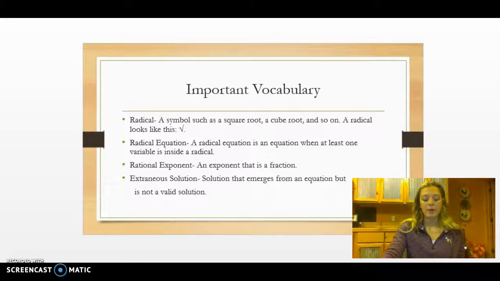A radical equation is when we take one of these radicals and put a variable inside it in an equation. A rational exponent is an exponent that is a fraction. We use these to substitute roots. Like a square root would be equal to an exponent of a half. And finally, an extraneous solution is a solution that emerges from an equation but is not a valid solution. This happens a lot when we're dealing with radical equations because you get more than one solution.